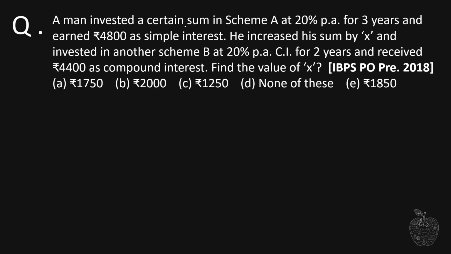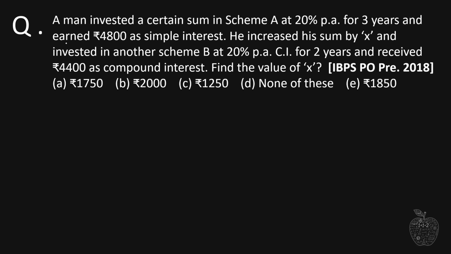A man invested a certain amount in scheme A at 20% per annum for 3 years and earned 4800 as simple interest. He increased his sum by X and invested in another scheme B at 20% per annum compound interest for 2 years and received 4400 as compound interest. Find the value of X.